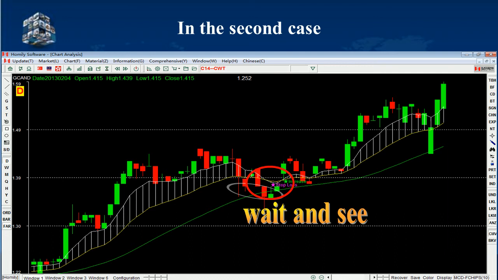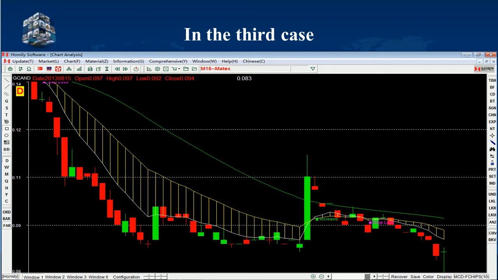Because many investors see this signal appear and maybe sell out. Then after you sell, the price goes up. So we can see here the next one, in the third case, still a downtrend, right? So here the increase signal appears, can we buy or not? Cannot buy because the green line is still down, which means the medium-term trend is not good. So you cannot buy, you should wait and see, okay, it's not good.